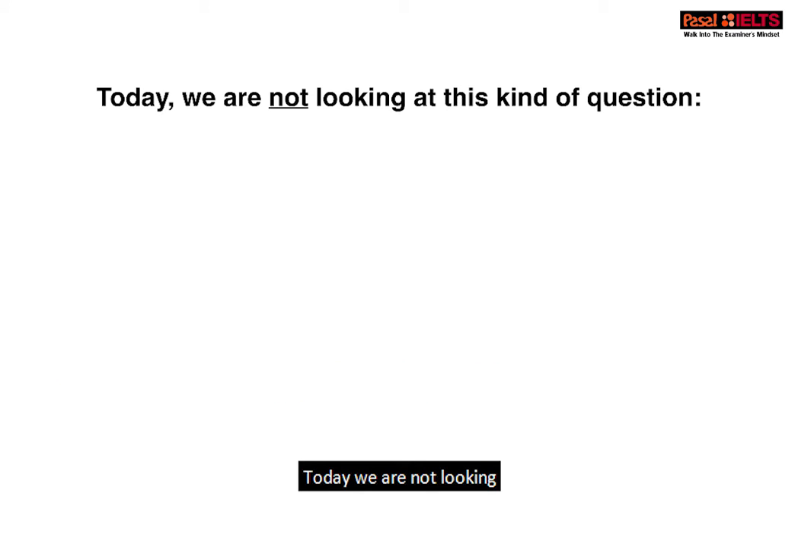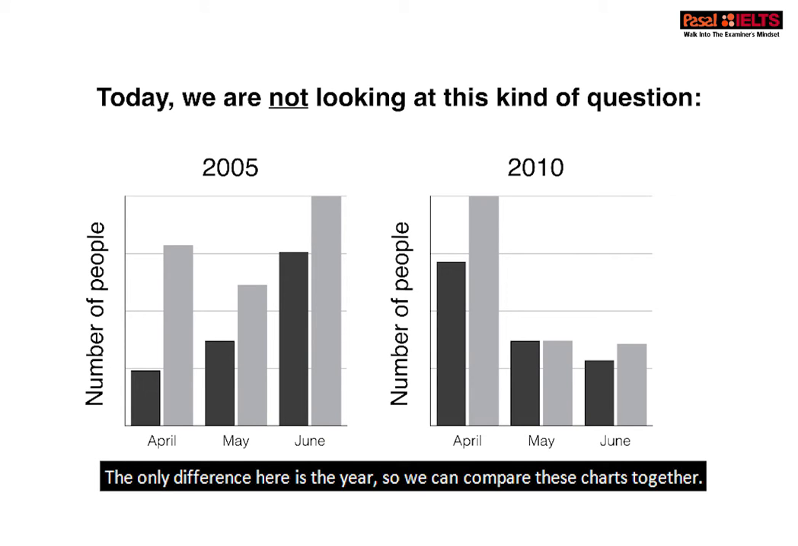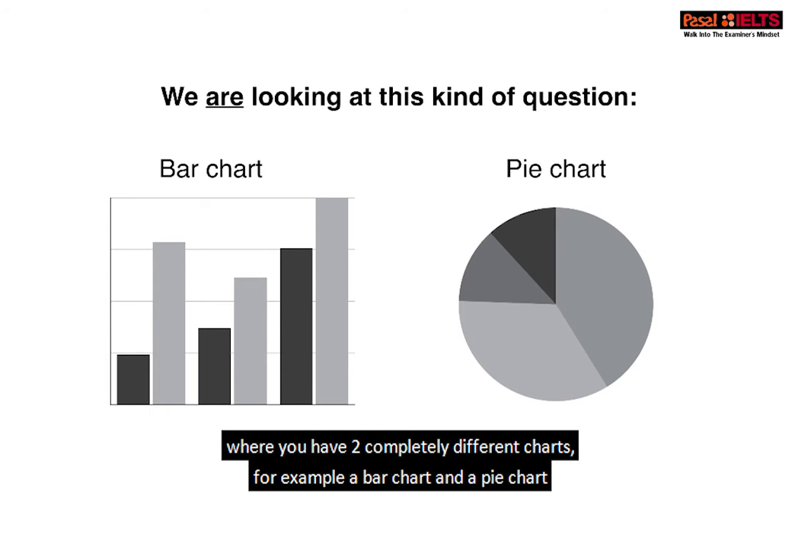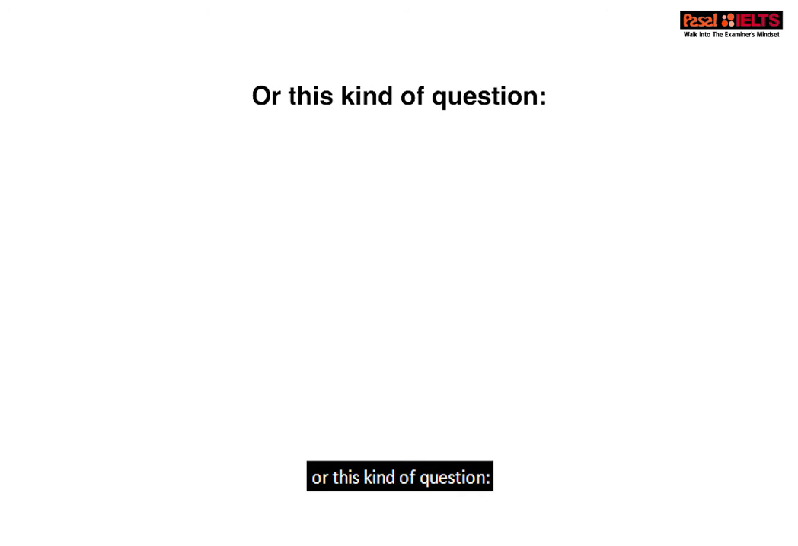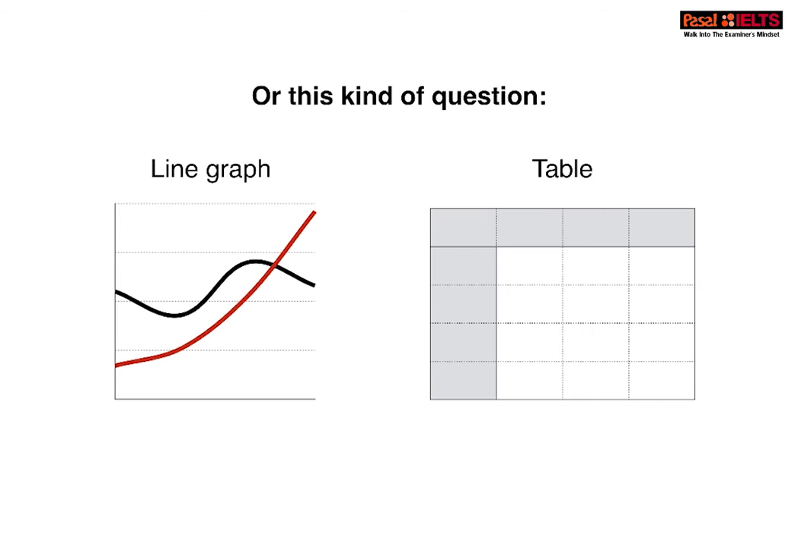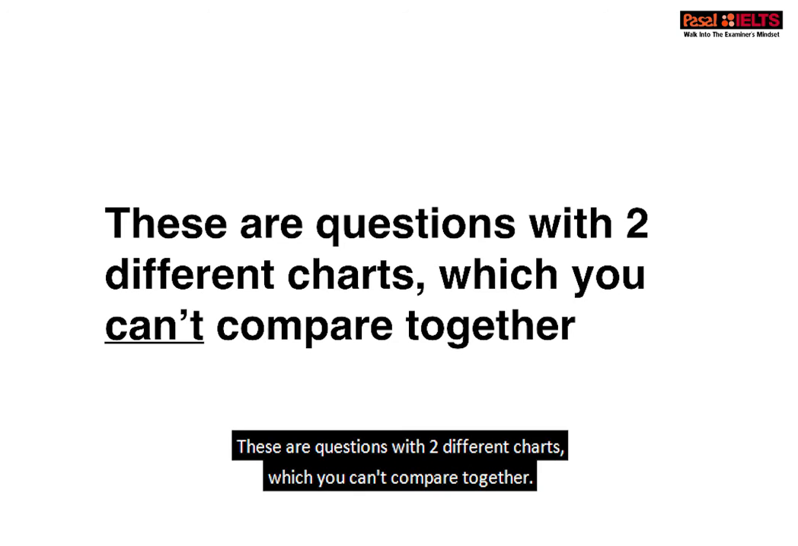Today we are not looking at this kind of question where you see 2 similar charts. The only difference here is the year, so we can compare these charts together. Today, we are looking at this kind of question, where you have 2 completely different charts, for example, a bar chart and a pie chart, or this kind of question, a line graph and a pie chart, or this kind of question, a line graph and a table. These are questions with 2 different charts which you can't compare together.